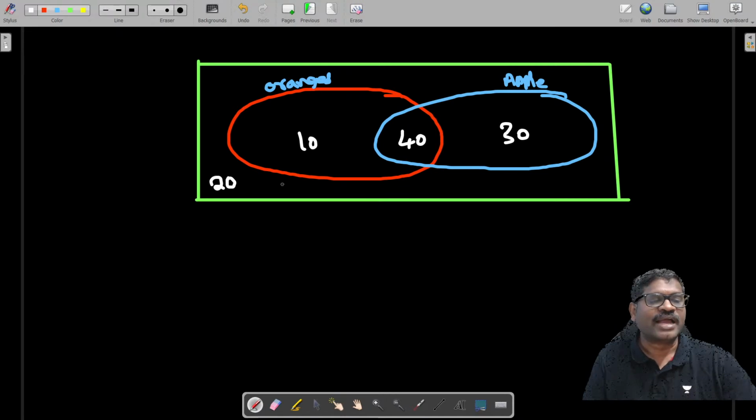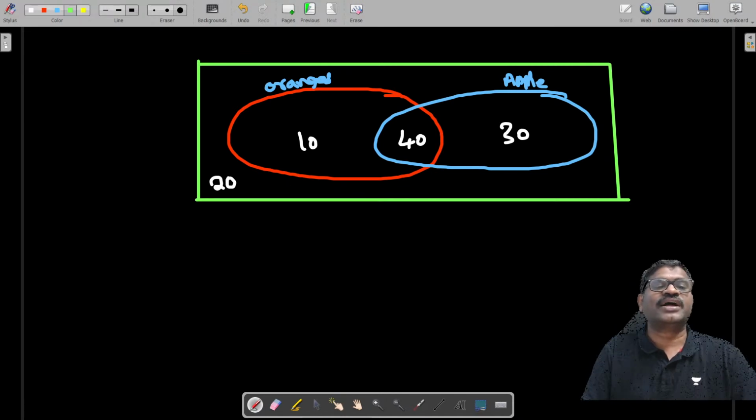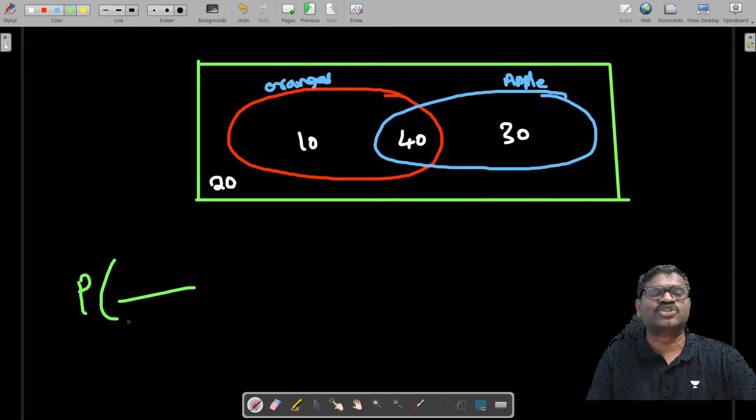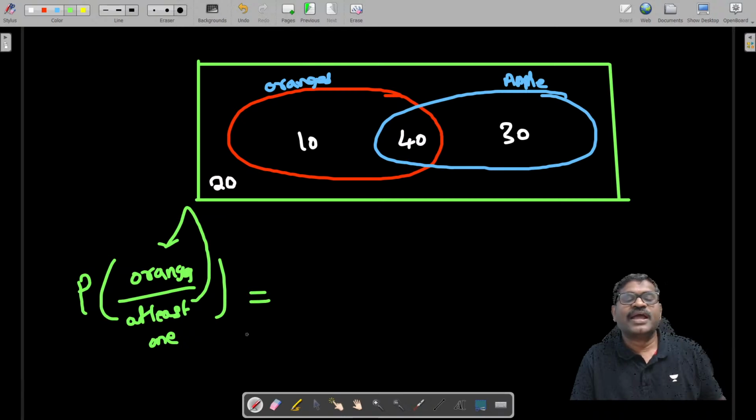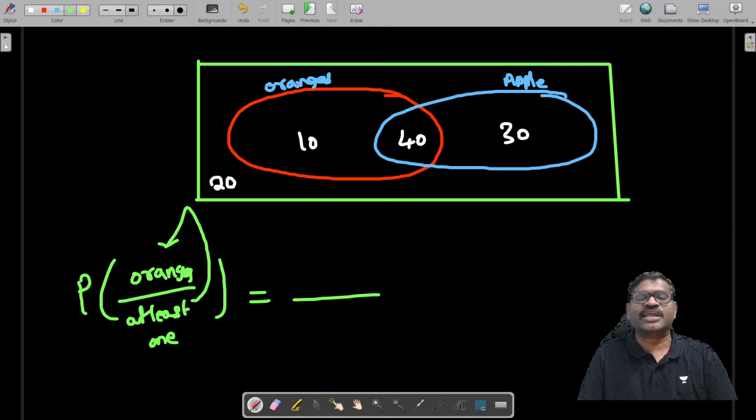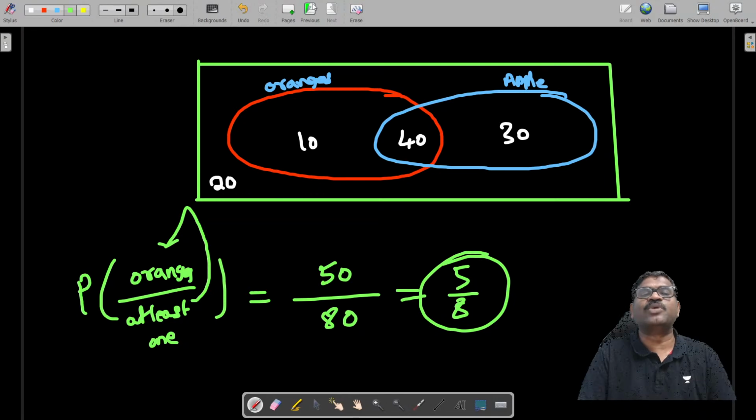Now we have to calculate: if the person likes at least one of these two fruits, what is the chance that he likes oranges? Observe here. He likes at least one of the fruit. At least one of the fruit means 80. He likes oranges means 50. Therefore, 5 by 8 is the required probability.